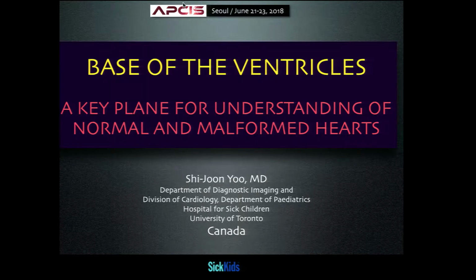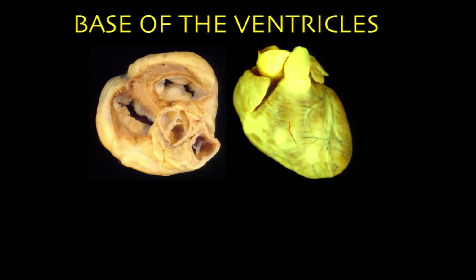Base of the ventricles. I studied the cardiac imaging from the morphologic point of view, and I always find that the base of the ventricles is very helpful in understanding normal and pathologic anatomy. So this is the base of the ventricle. What you do is that in the heart, you remove the right atrium, aorta, pulmonary trunk, and left atrium above the valve, and you remove that.